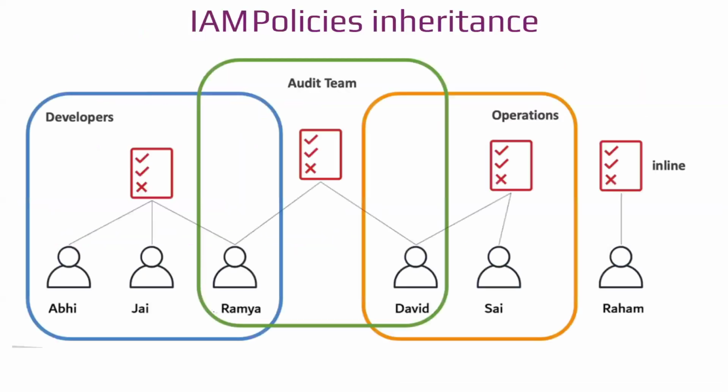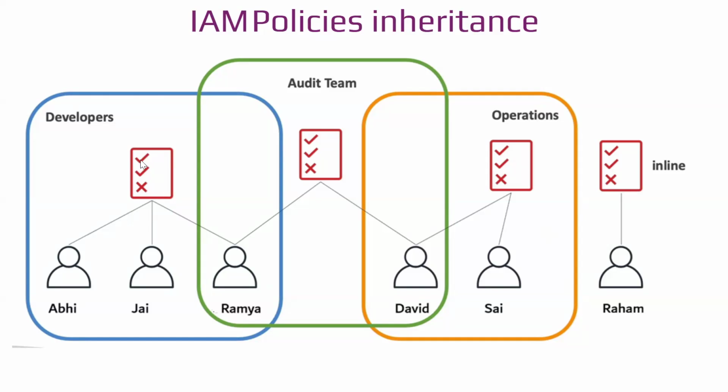IAM policies inheritance, right? For example, if you see here, there is a developers group we created previously, with Abhijay and Ramya belonging to the developers group. Similarly, David and Sai are from the operations team, Raham is an individual, and Ramya and David also belong to the audit group.